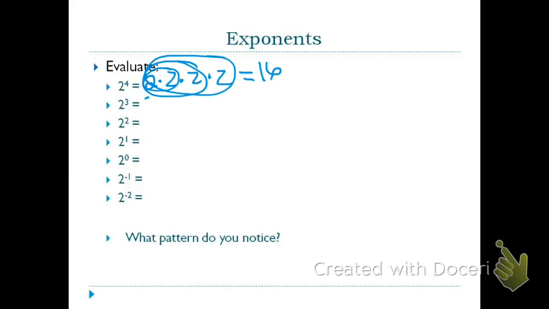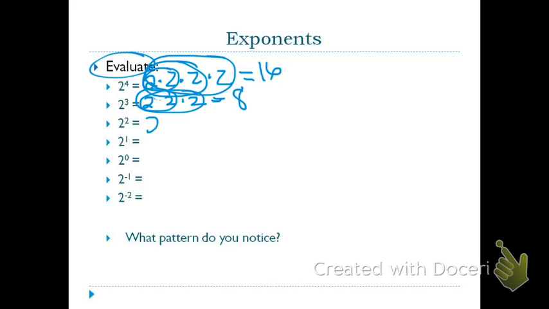2 to the 3rd is 2 times 2 times 2. Simplify that, or in other words, they say evaluate. The words evaluate and simplify just mean getting it down to one number. So they will use those words interchangeably on the ECA. 2 times 2 is 4. 4 times 2 equals 8.